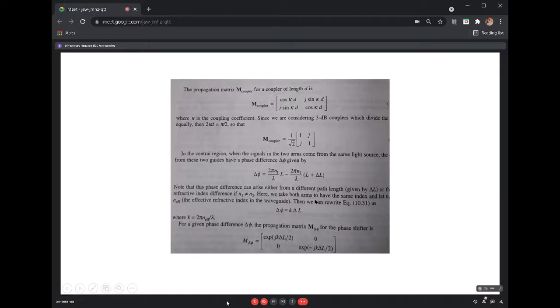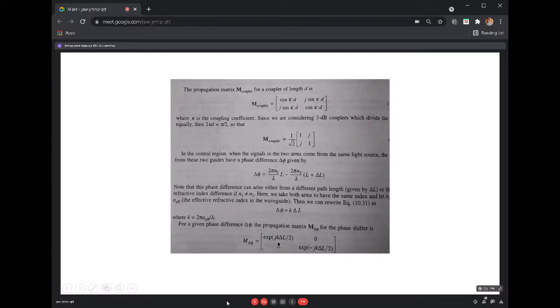So here we consider both are of the same refractive index. Then we can write the equation as delta phi is equal to K into delta L. That means if I take n1 equal to n2, these two things I take common, L minus L plus delta L, so only the delta L is going to remain. So K into delta L, where K is equal to 2 pi n effective by lambda, that you all know.